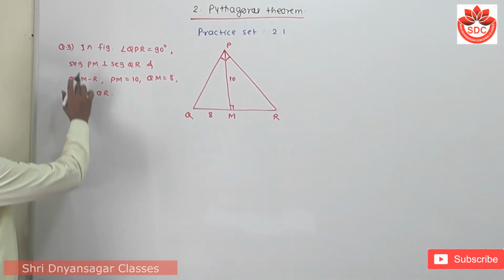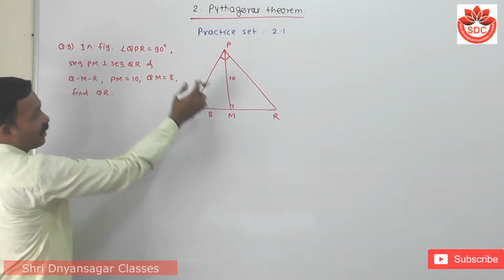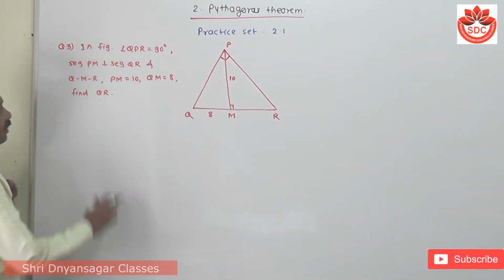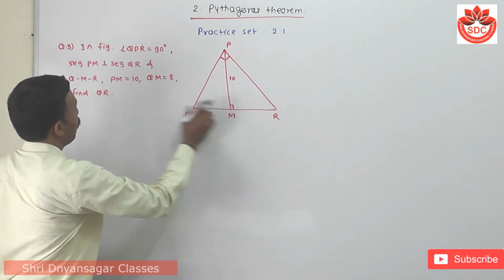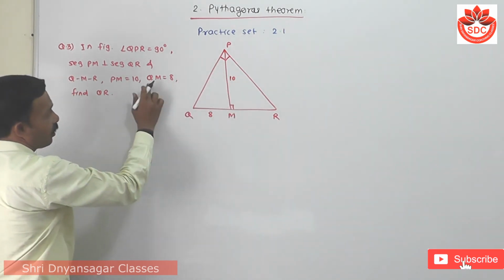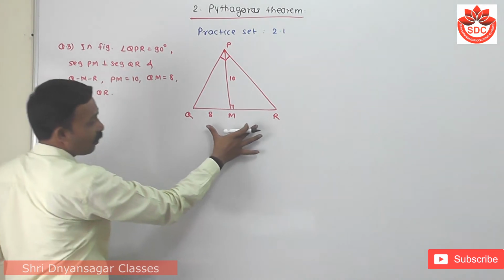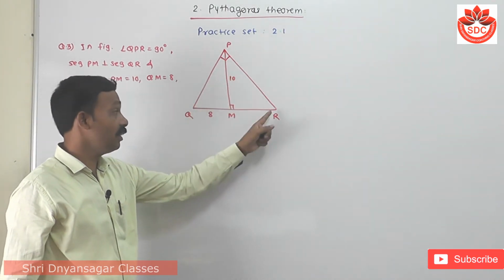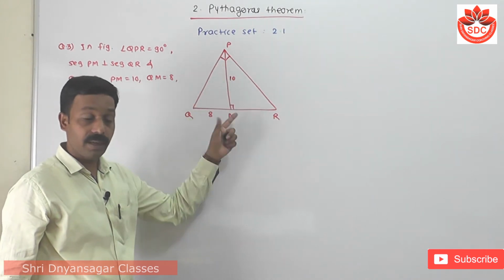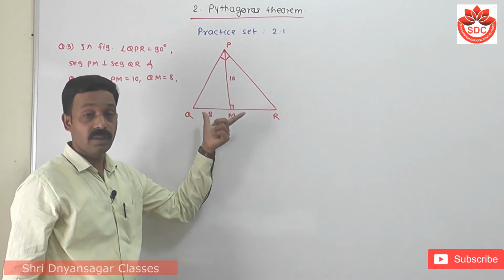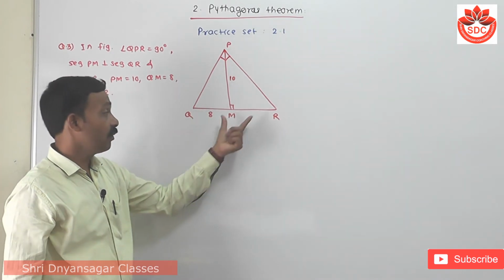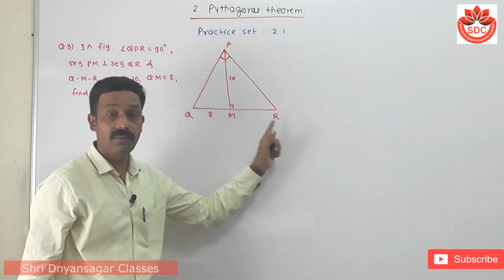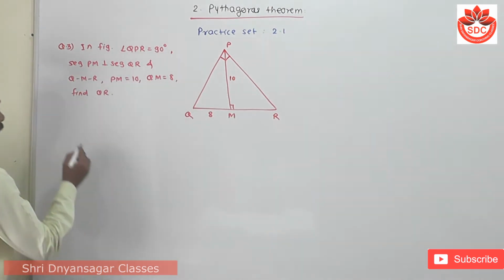Question number 3. In this figure, angle QPR is equal to 90 degrees. Segment PM is perpendicular on segment QR, with Q-M-R. PM is equal to 10. QM is equal to 8. We have to find the value of QR. Students, for finding the value of QR, look carefully. Here is a right angle triangle. This is a perpendicular on the hypotenuse, which means we use the geometric mean theorem. We first find the value of MR, then adding these two segments, we get the value of QR. Okay, how to? Look carefully.